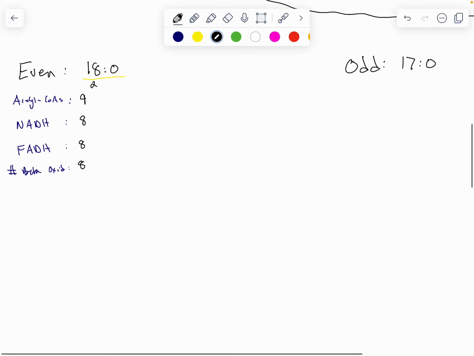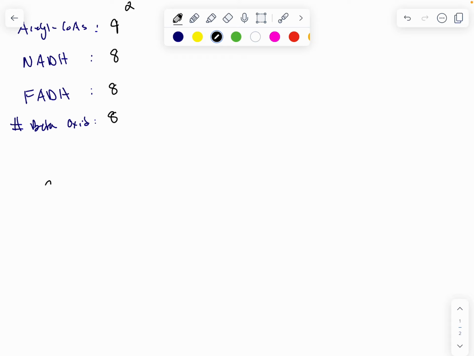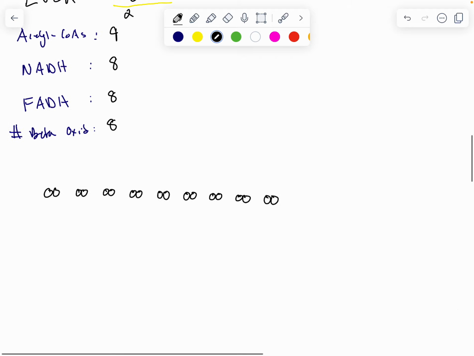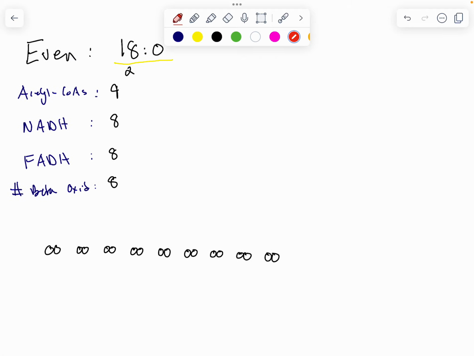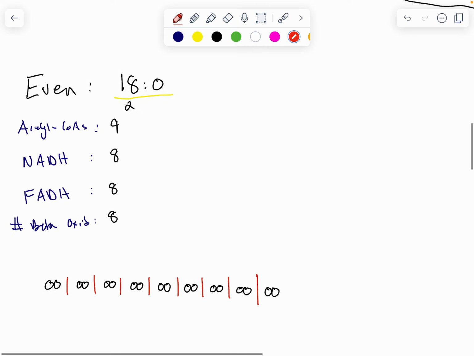And if we were to break this down visually: 1, 2, 3, 4, 5, 6, 7, 8, 9, 10, 11, 12, 13, 14, 15, 16, 17, 18. All right, I should have picked a smaller number for that. Every time we go through a round of beta oxidation, we're just snipping off 2 carbons. So 1 round, 2 rounds, 3, 4, 5, 6, 7, 8 rounds. So for an 18 carbon fatty acid chain, we are going through 8 rounds of beta oxidation to cleave this entire chain down.